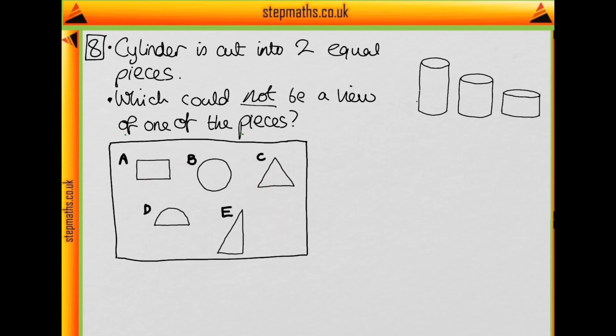So the first thing we need to do is think about different ways we could cut the cylinder into 2 equally sized shapes. So have a think now about the different ways we could cut the cylinder. See if you can come up with 3 different ways of cutting it.